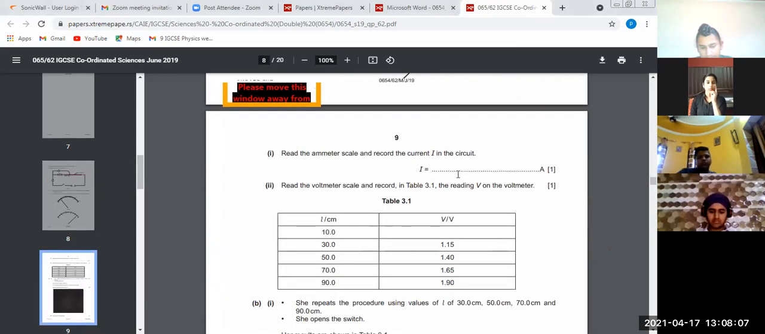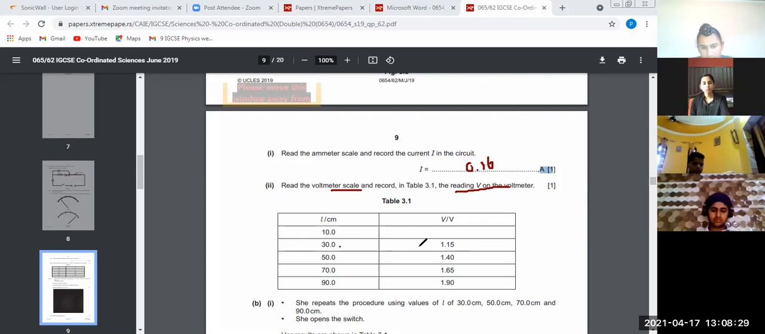Okay. So, ampere unit is already written. You just have to put the value over here, that is 0.16. Now, the next question is read the voltmeter scale. Now, you have to look onto the voltmeter scale. I will take you back there and find out the reading. The reading for 30 is given, 50 is given, 70 is given, 90 is given. 10 की reading find करनी है.